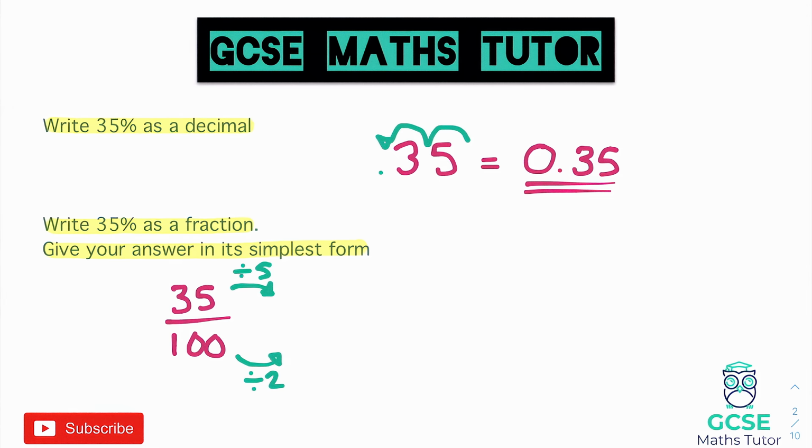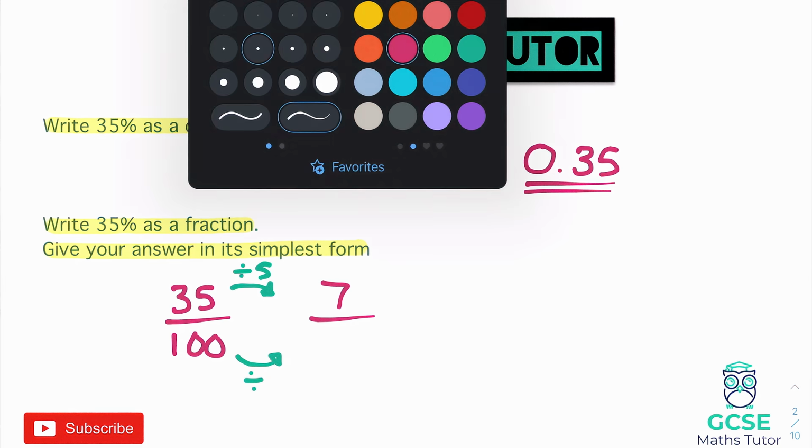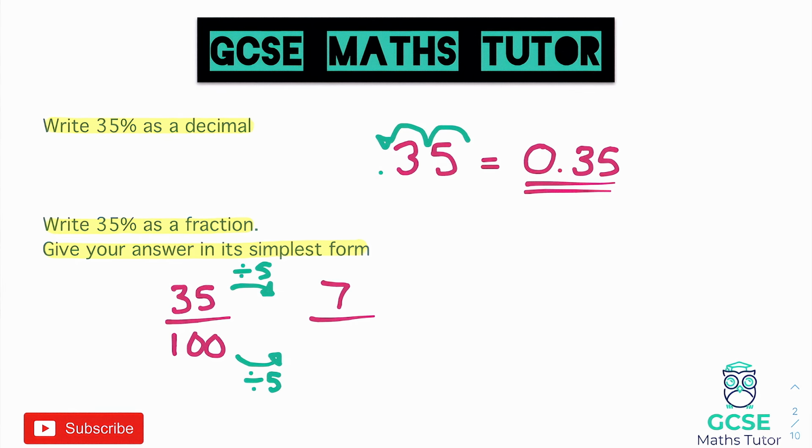So 35 divided by 5 is 7, and 100 divided by 5, we definitely wanted to divide by 5, is equal to 20. So we've got the answer 7 over 20. Again, the numerator there, 7 only divides by 1 or 7, and 20 doesn't divide by 7. Not perfectly anyway, and we are looking for a number that fits in perfectly. So our answers there were 0.35 for our decimal, and 7 over 20 as our simplified fraction.